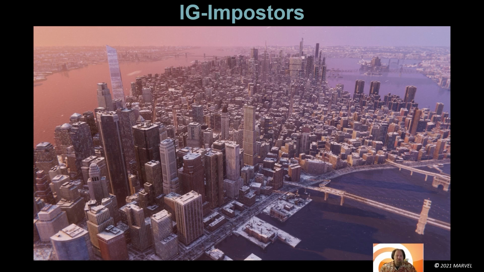The memory footprint of the geometry assets for Manhattan in Marvel's Spider-Man: Miles Morales is about 100 megabytes. The lowest MIP of impostor textures takes up about 400 megabytes.